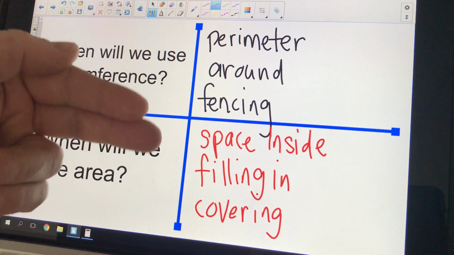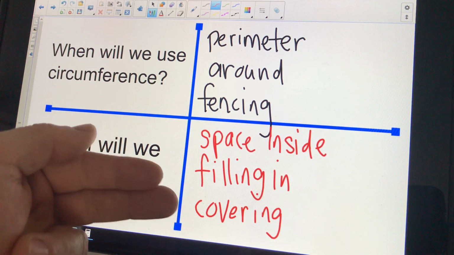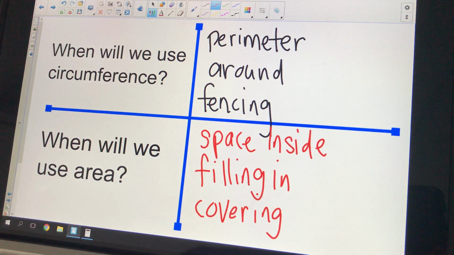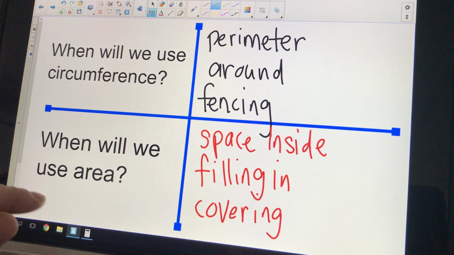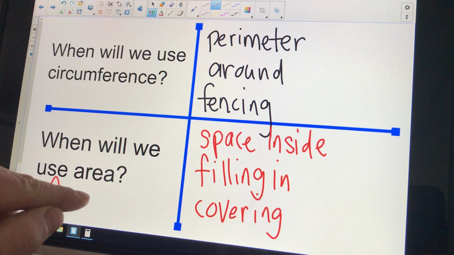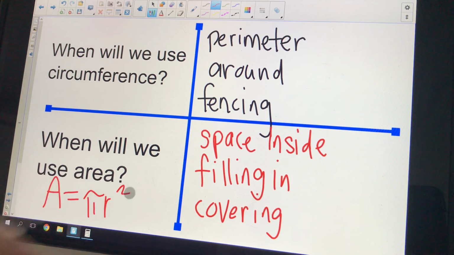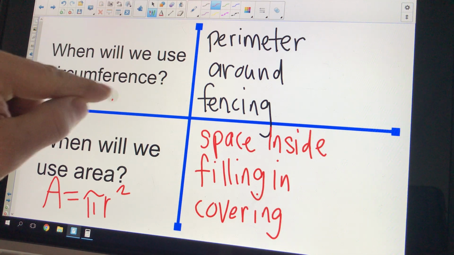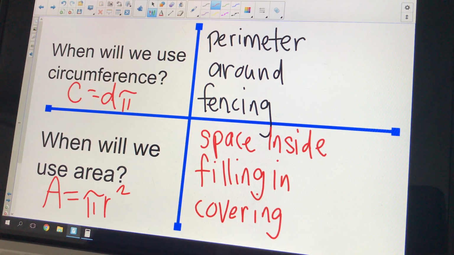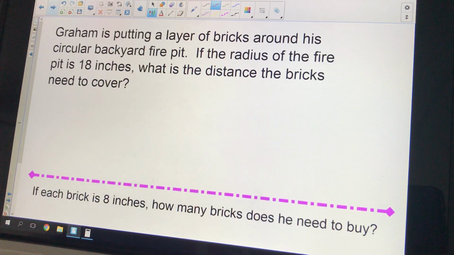Space inside, if we're filling something in, if we're covering it, those are all going to tell us to go towards area. Area being pi times our radius squared, and circumference is just diameter times pi. Now, some of these I'm going to leave in terms of pi, and some of them I'm going to multiply. So just focus on getting the two different types of answers: the one that has pi, and the one where we've multiplied it out. Okay, let's take a look at a couple of these.